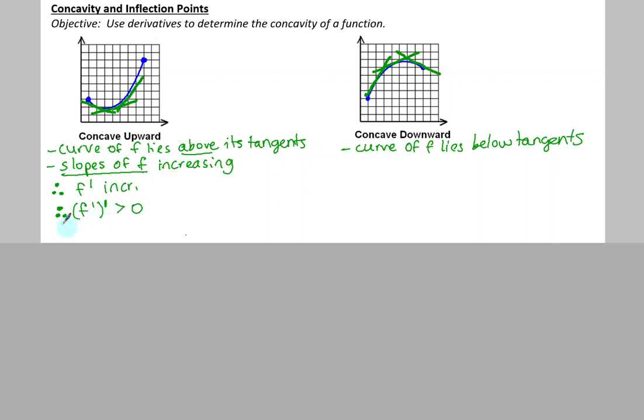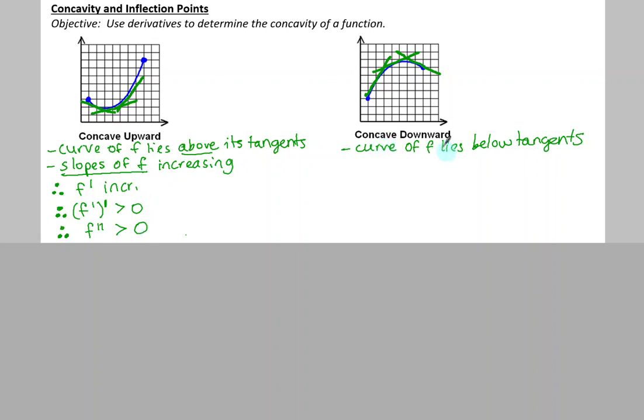Well, the derivative of f prime means f double prime, the second derivative of f. So the second derivative of f is positive. So notice all of these things that relate to being concave up. The curve lies above the tangent lines. The slopes of the function are increasing. The derivative of the function is increasing, so its second derivative is positive.